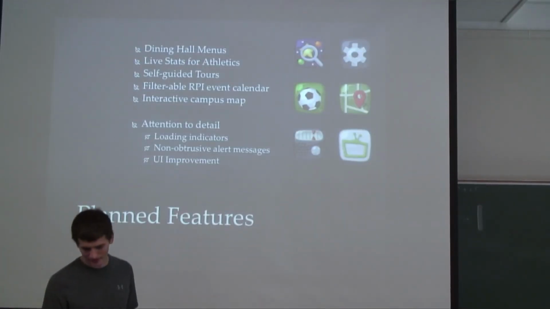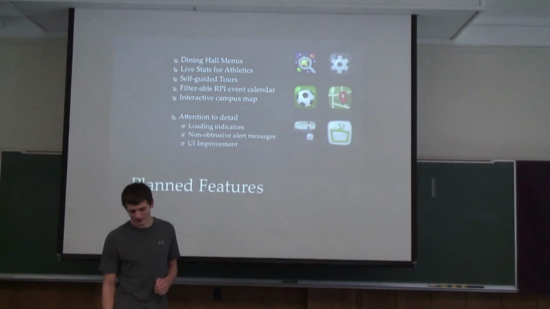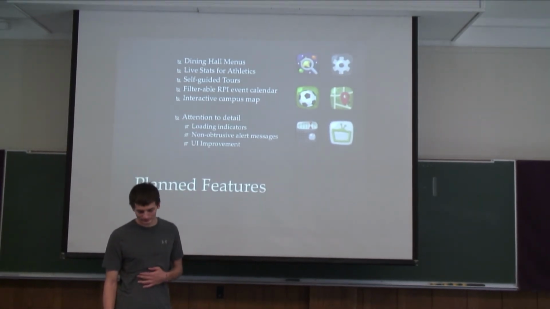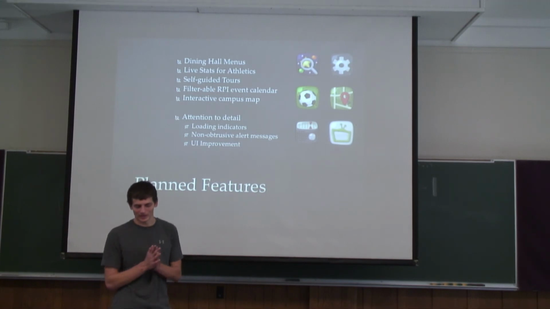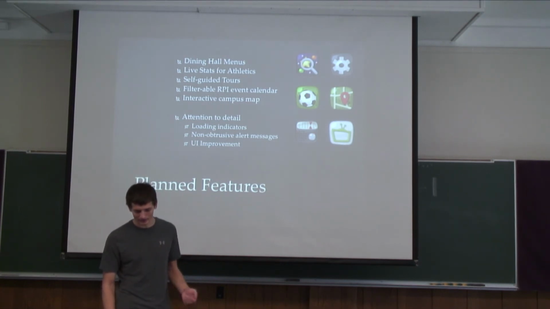So some of the other features that I'd like to finish, or at least start, would be dining hall menus, live stats for athletic events, self-guided tours, where it uses either your location or QR codes around campus to help people move around campus and figure out which building is which and where their schedules are going to go. The event calendar, the interactive campus map is pretty much the same thing as the self-guided tours.